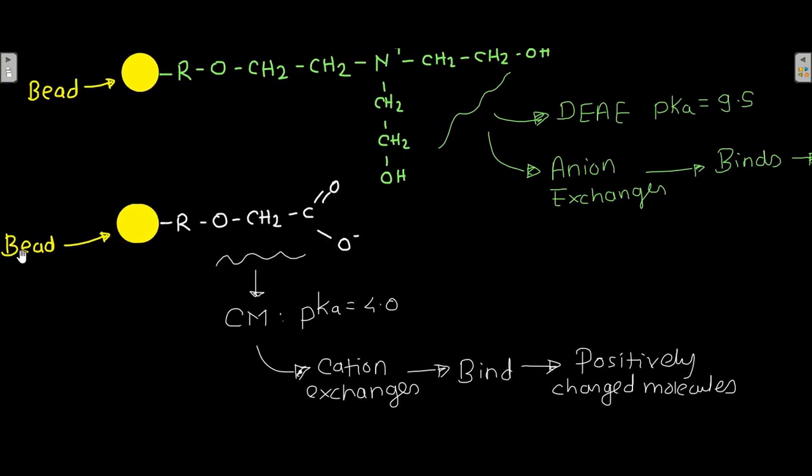And consider this case. This is a bead, and to that bead this functional group is attached. Now this functional group is known as the carboxymethyl functional group. As you can see, there is the presence of a negative charge on this group. That is the reason why it will bind to positively charged molecules, that is, it will bind cations, and that is the reason why this whole thing is known as a cation exchanger.